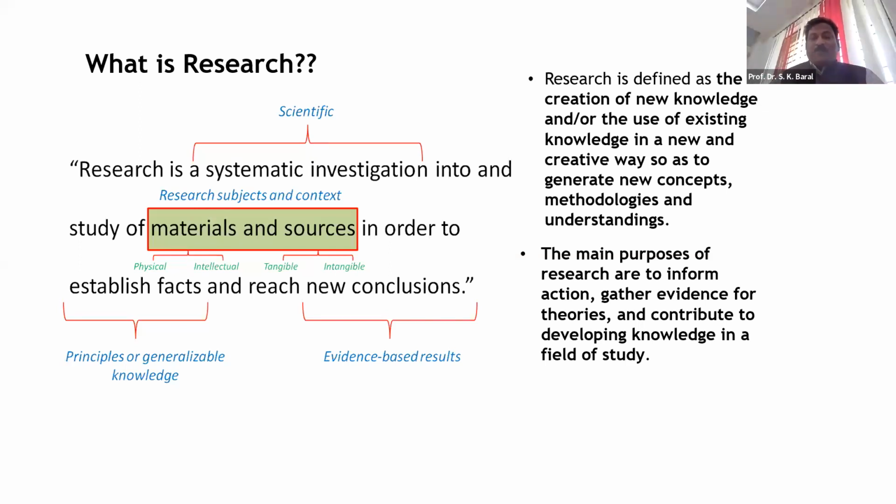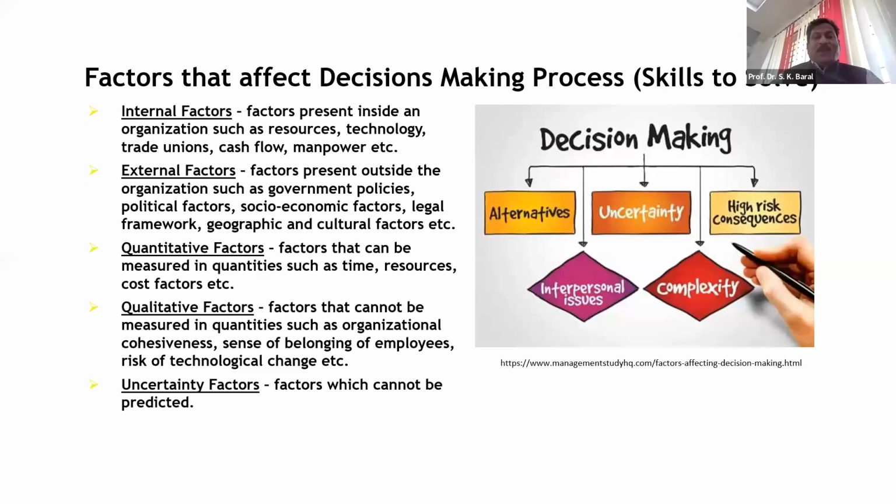When we are talking about research, I mean to say the main purpose of research is to inform action, gather evidence for theories, and contribute to developing knowledge in a defined field of study. And we know very well that decision making is the most important factor for every organization. So when we are talking about decision making, there are many options open in the hands of the promoter, in the hands of the researcher, in the hands of the entrepreneur, in the hands of the scientist.